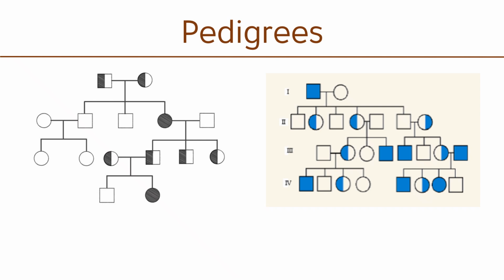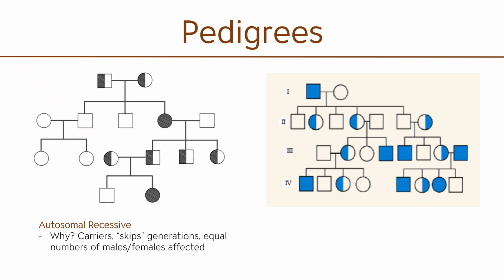Especially in the case of this mom here, if this was X-linked, then both of these sons would have the trait. They would not be carriers, they would be fully expressing that trait. So this is going to be autosomal recessive. Why? Because there are carriers and we see it skipping generations. So this mom has it, none of her children have it, but her grandchild does. And then there's an equal number of males to females affected, or at the very least, there's not more males affected than females.